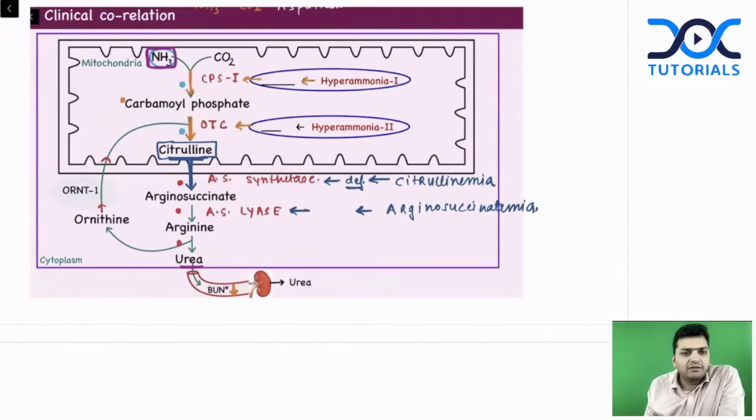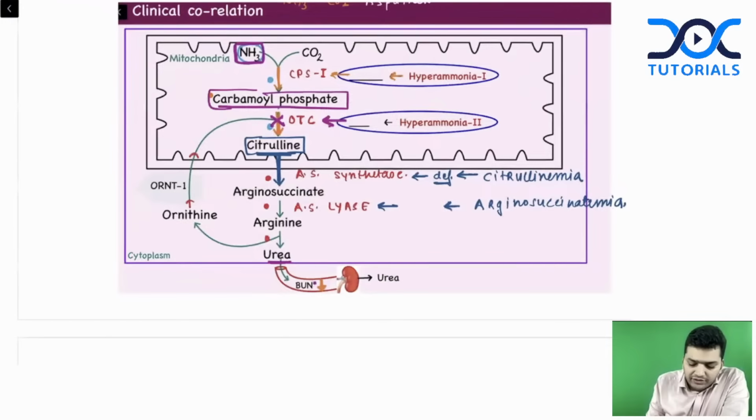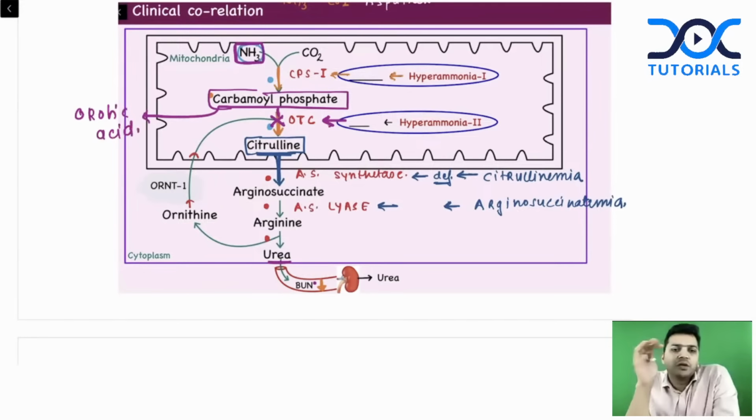Let's see here how it is going to happen. For example, these are the 5 steps that are there. If this enzyme is not there, this reaction will not happen, but the carbamyl phosphate is there. This carbamyl phosphate, because it can't convert into citrulline, converts into another molecule that is called orotic acid. And that will come in the urine. So if hyperammonemia with orotic aciduria is written, then we have to think of hyperammonemia type 2.